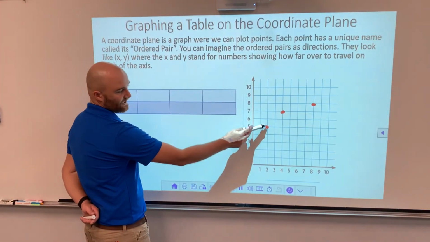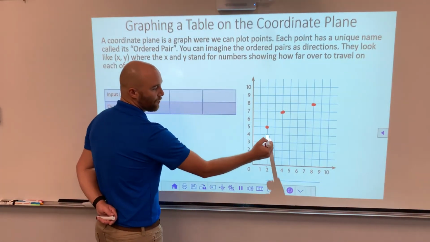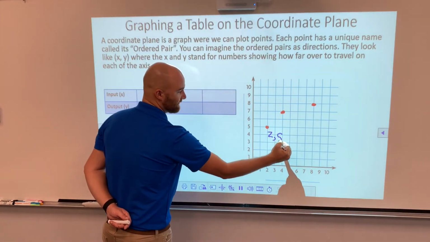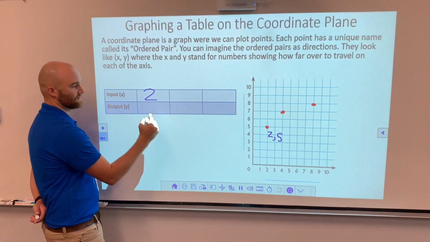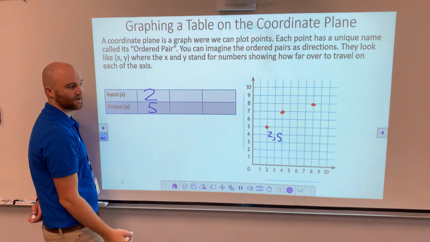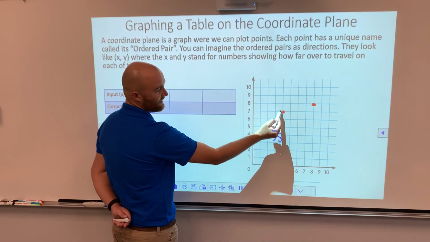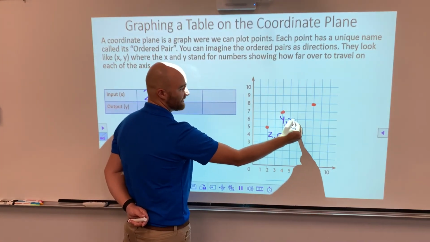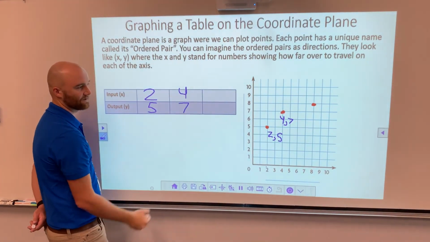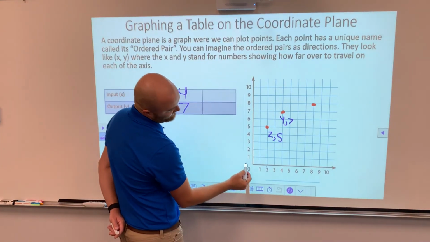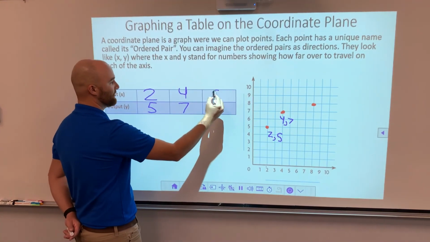All right, so for this first dot, I started at the origin, then I came over 2, and I went up 5. Its ordered pair is 2, 5. So in order to write that into my input-output table, I say I put in a 2, and I got out a 5. Let's try our next one. On this one here, I came over 4, and I went up 7, so its ordered pair is 4, 7. Its input would be 4, and its output would be 7. On our last dot over here, I came over to 8, and then I went up to 8, so its input-output would be 8, 8.